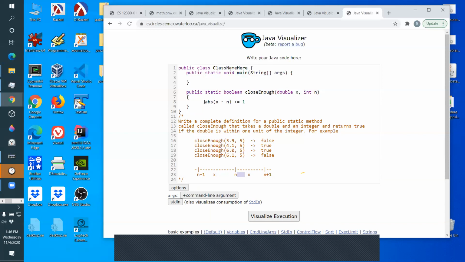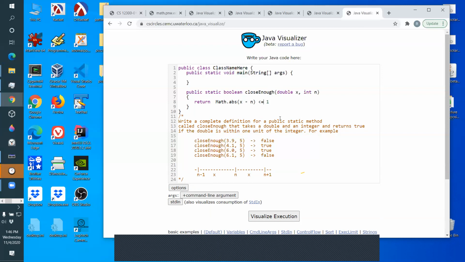Okay, so now I put Math in front of that because that's how Java does it. Math.abs of x minus n is less than or equal to 1. Okay, now that's a Boolean expression. I can just return it. I'm done. Return whether the absolute value of x minus n is less than or equal to 1.